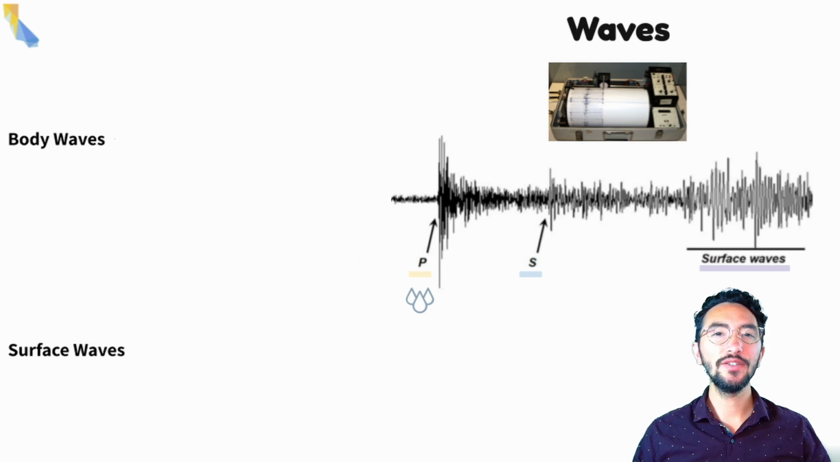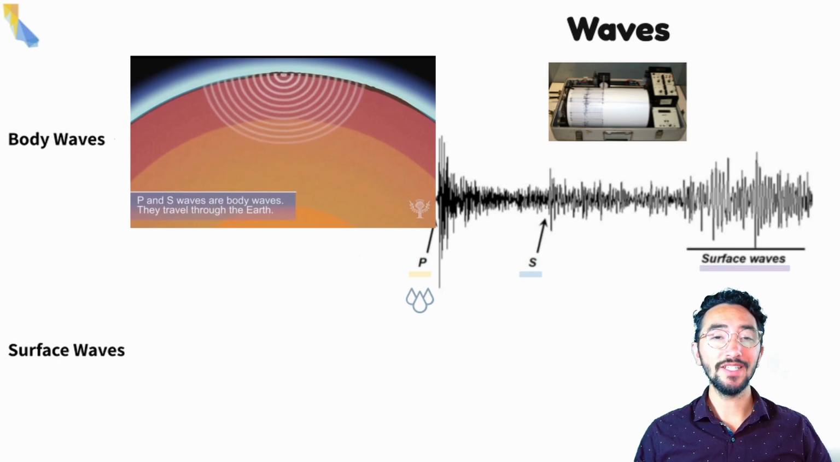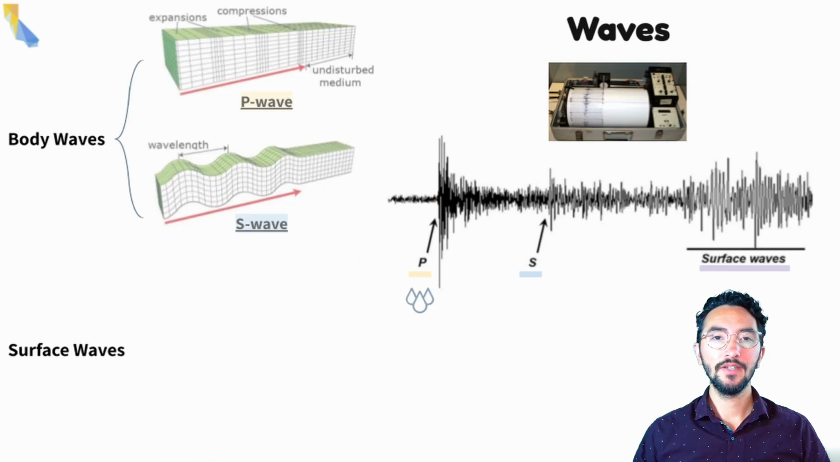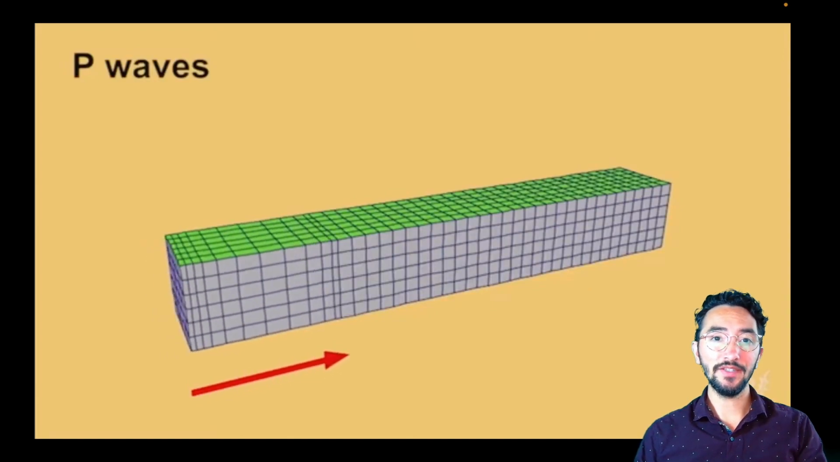Now, there's basically two different types of earthquake waves, body waves and surface waves. In terms of timing, body waves are faster than surface waves. Body waves also can move through the interior of the Earth, whereas surface waves only really move at the surface layer of the Earth. Now, the first wave that's experienced and the fastest wave is the P wave, which is a body wave. The P wave travels through compression in the Earth.